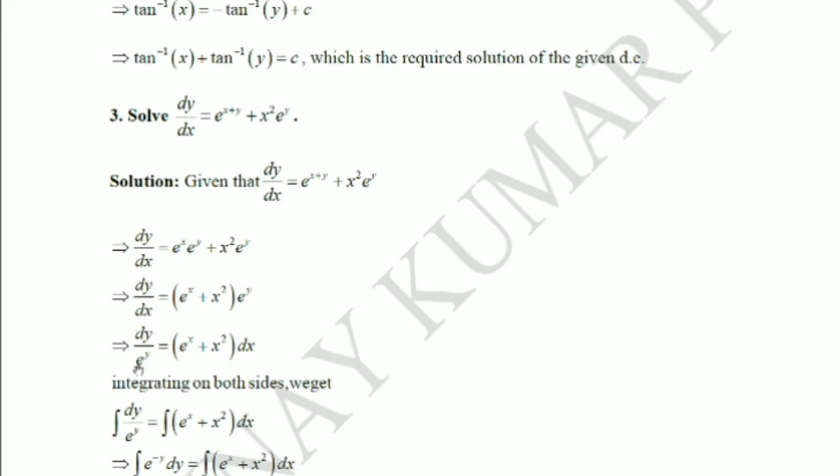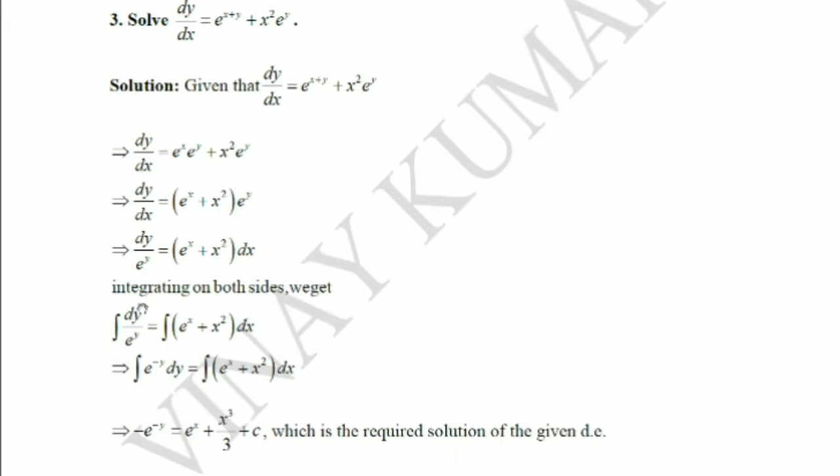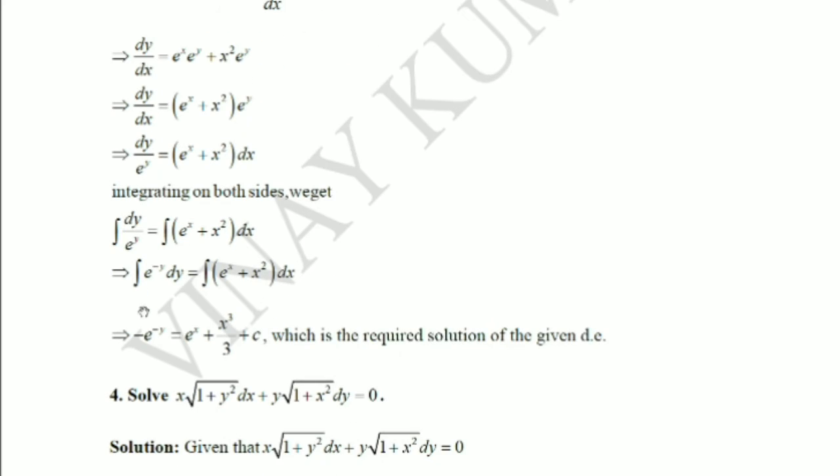Then dy by e to the power of y is equal to e to the power of x plus x square into dx. Now the terms of y and x are separated. Hence I can integrate on both sides. Now integral of dy by e to the power of y is equal to integral of e to the power of x plus x square into dx. Now, see, send this e to the power of y to the numerator. That becomes integral of e to the power of minus y into dy is equal to integral of e to the power of x plus x square.